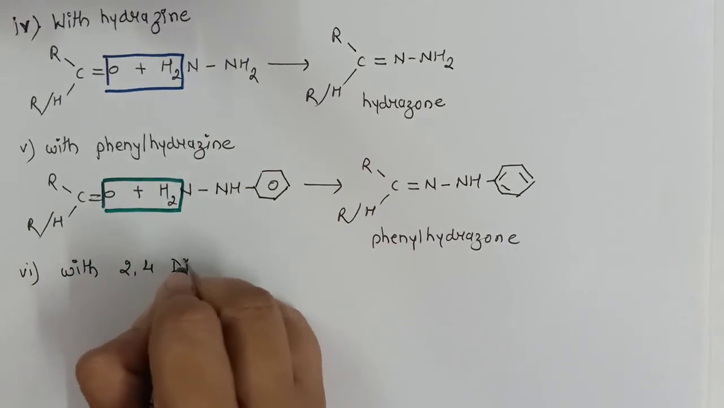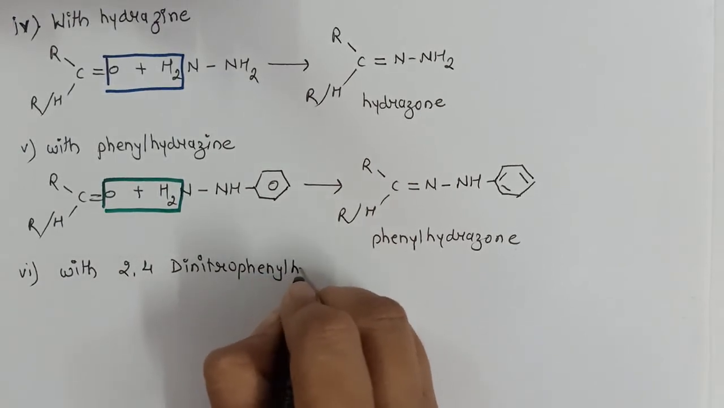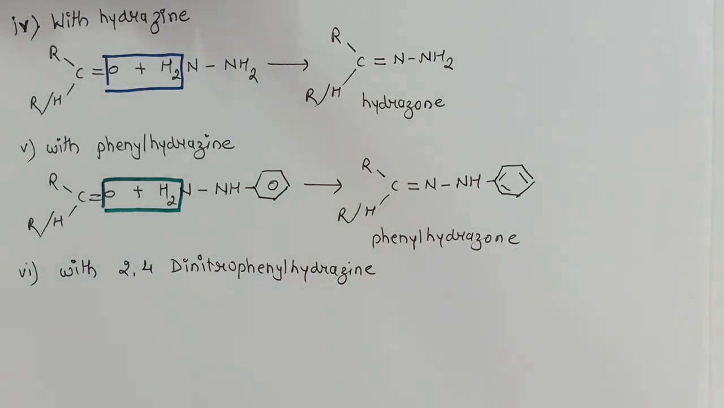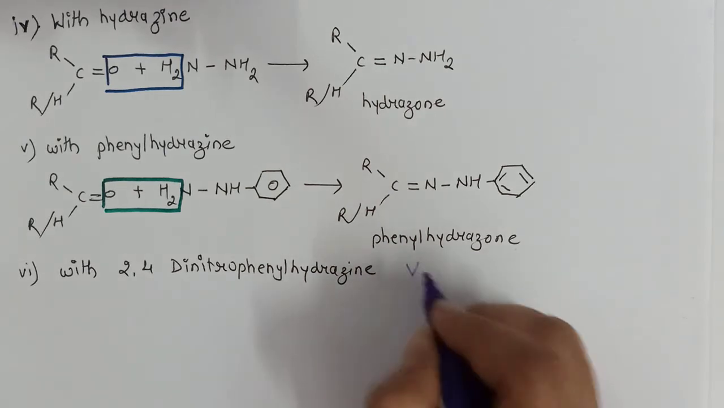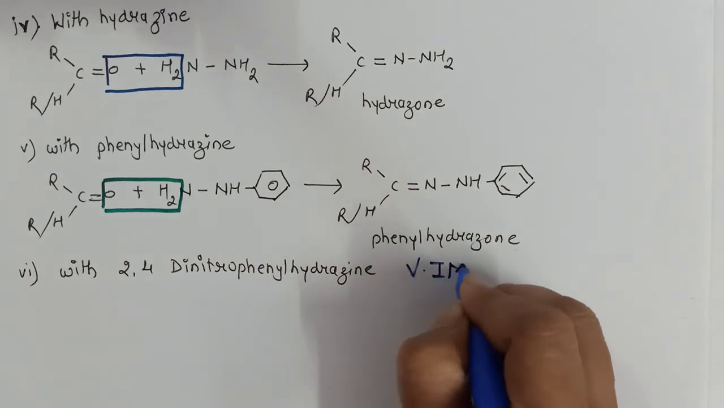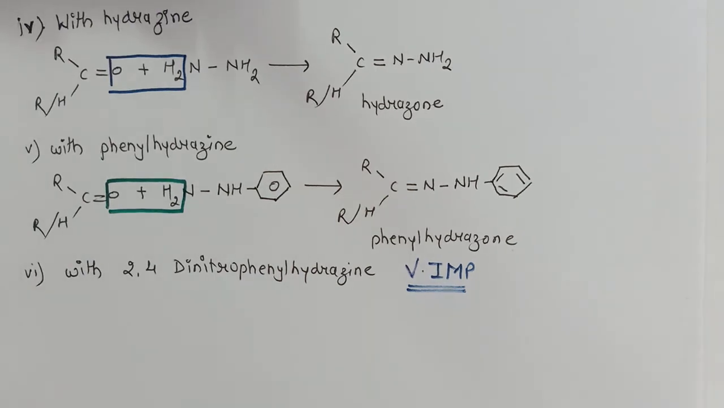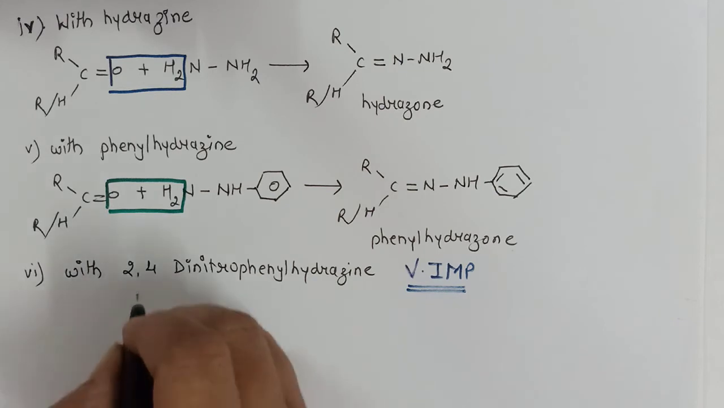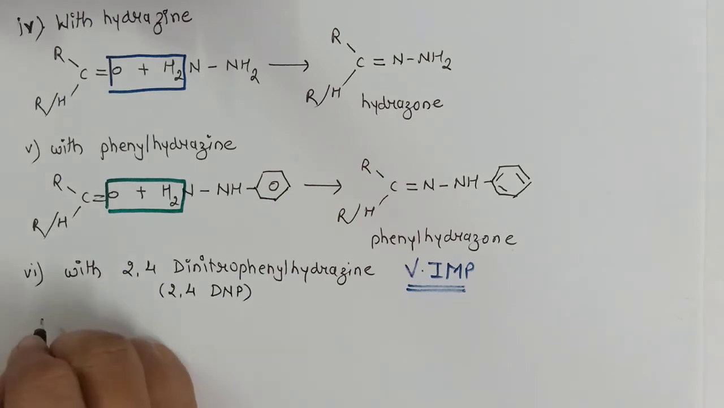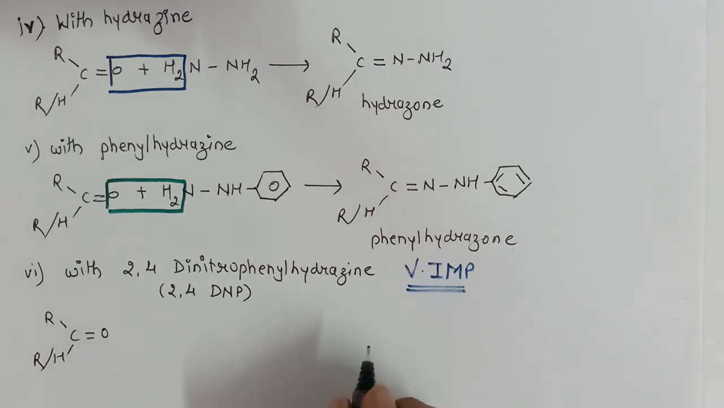The next, which is a very important one, is with 2,4-dinitrophenylhydrazine. Very important one. This 2,4-dinitrophenylhydrazine is commonly known as 2,4-DNP reagent. The carbonyl compounds show a characteristic reaction with 2,4-dinitrophenylhydrazine.